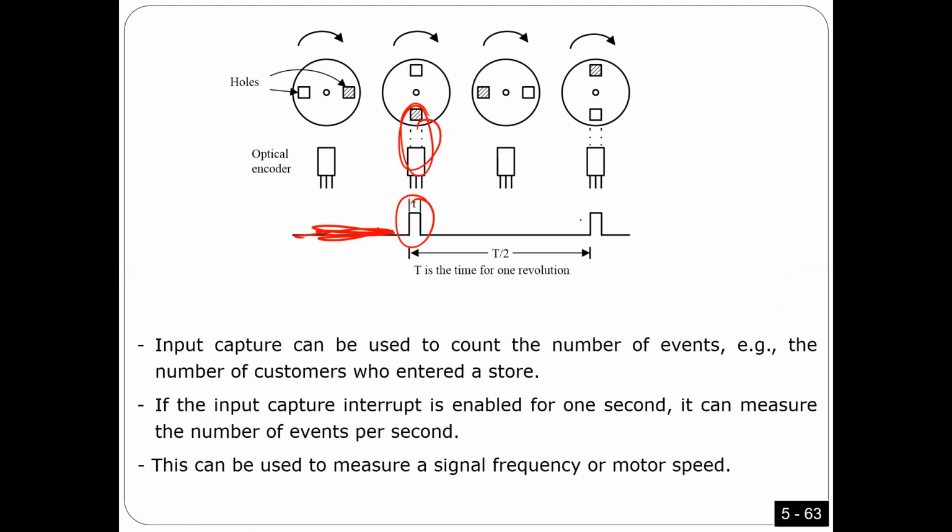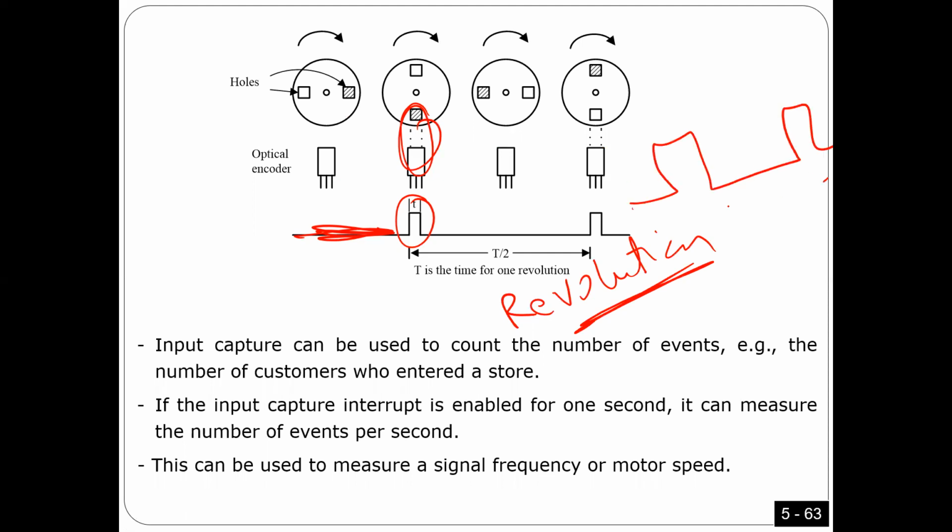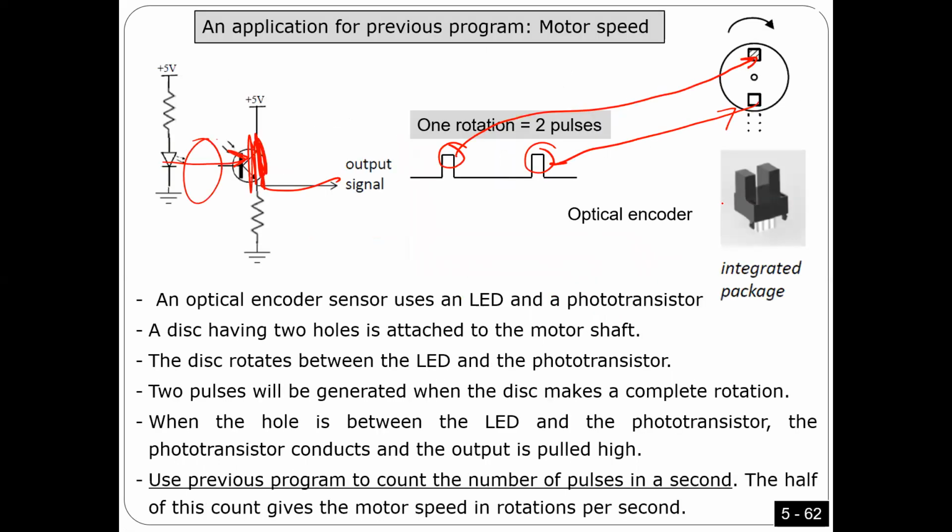Okay, that means in every revolution, every complete round, you are going to have 2 pulses, right? So every 2 pulses, that means we completed a complete round, right? So the idea here is that now I want to measure the motor speed. What it means is I want to know how many revolutions per second, right?